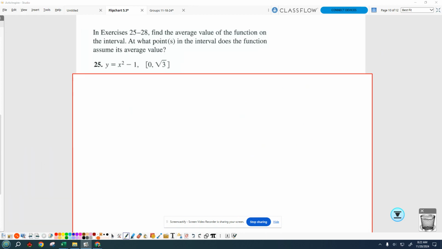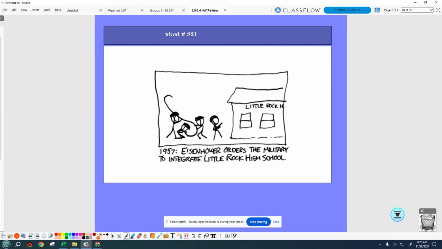Not there. Oh, this is what happens when you have student aides do your slides. He's integrating the school, get it? Yeah, okay, all right, whatever.